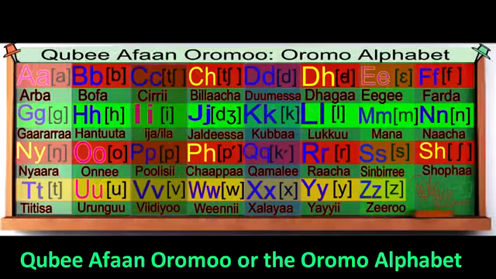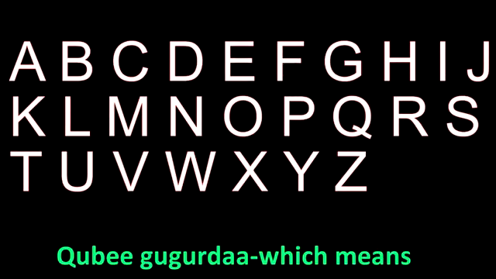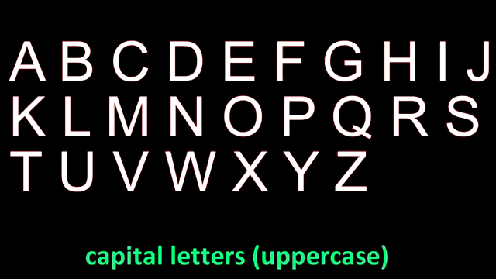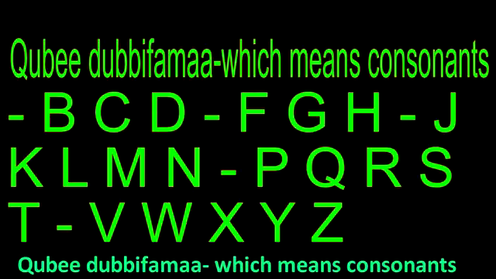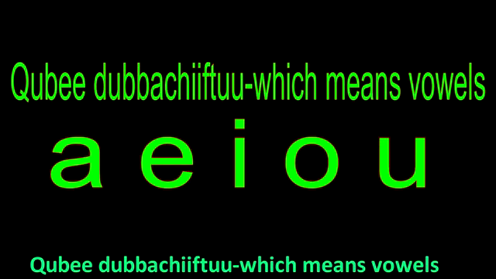Qubee Afaan Oromoo, or the Oromo alphabet. Qubee gugurda, which means capital letters or uppercase. Qubee xixiqqaa, which means small letters or lowercase. Qubee dubbifamaa, which means consonants. Qubee dubbachiiftuu, which means vowels.